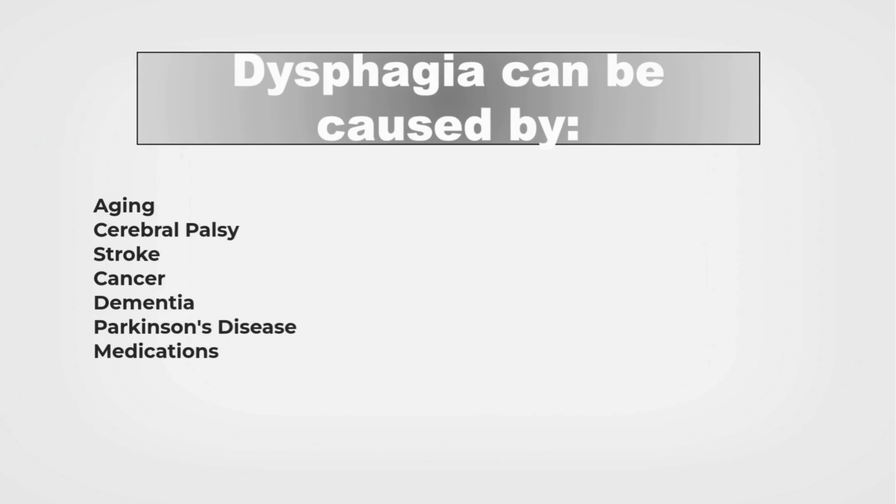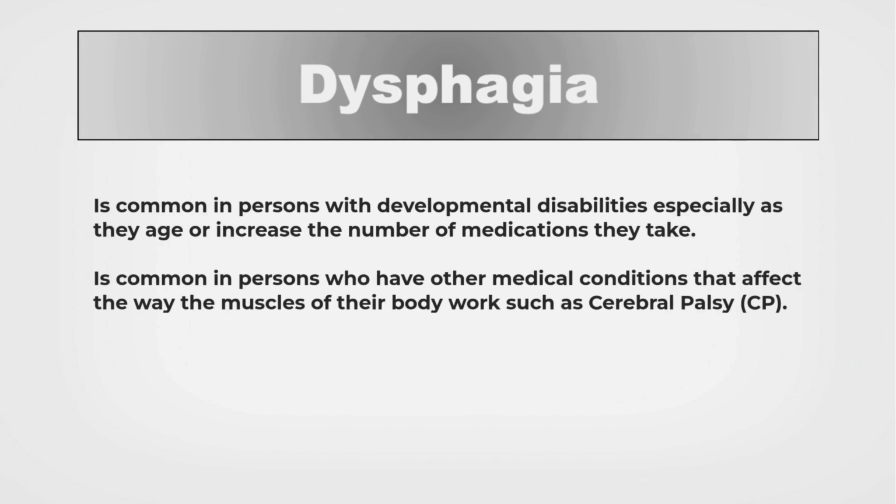Dysphagia can be caused by aging, cerebral palsy, stroke, cancer, dementia, Parkinson's disease, medications. Dysphagia is common in persons with developmental disabilities, especially as they age or increase the number of medications they take. It is common in persons who have other medical conditions that affect the way the muscles of their body work, such as cerebral palsy, CP.